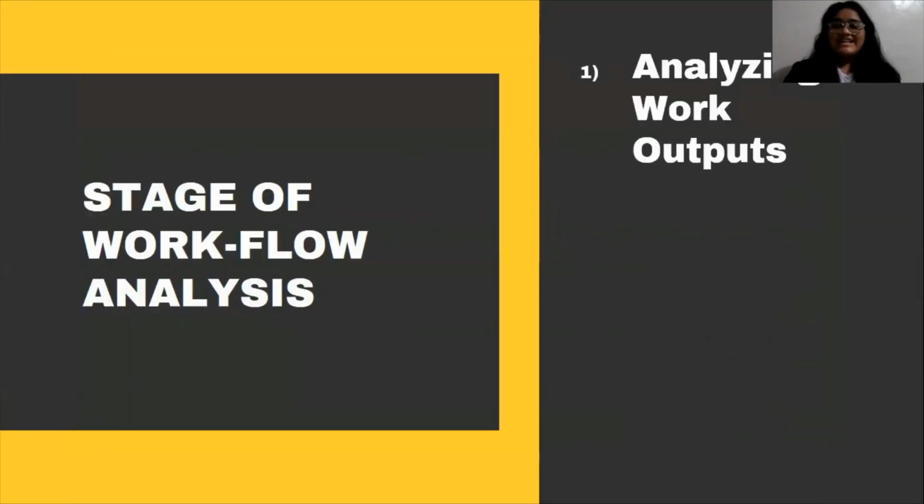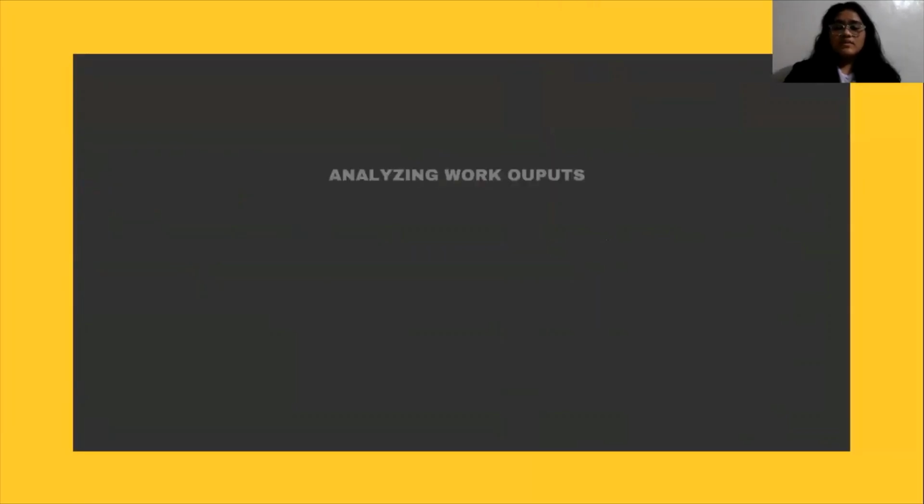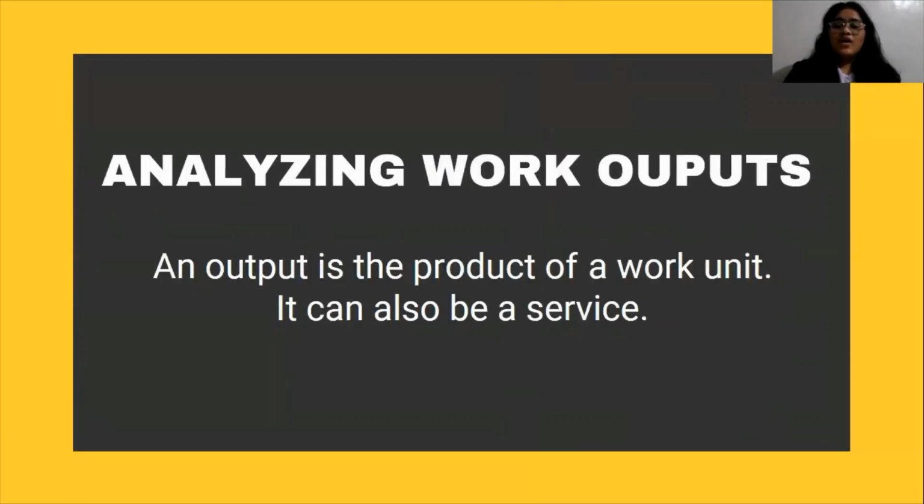First, analyzing work outputs. An output is the product of a work unit. Often it can be an identifiable object, but it can also be a service. For example, the receptionist in a hotel books you a room reservation.